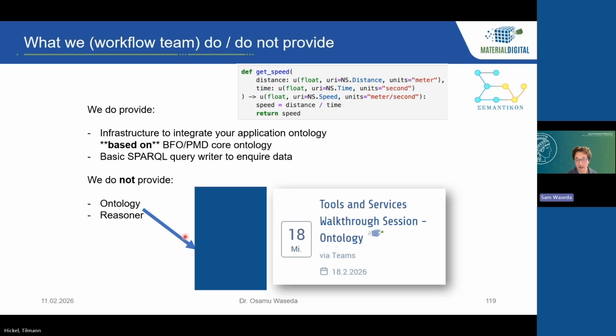And as Tilman already indicated, there will be another session that will take place today in one week. And then I put Jörg Weitlonis, because he's the person that helped me a lot to develop Semantic, and he basically created the PMD core ontology for the workflow description.